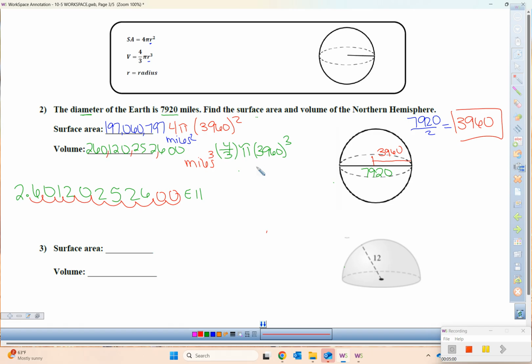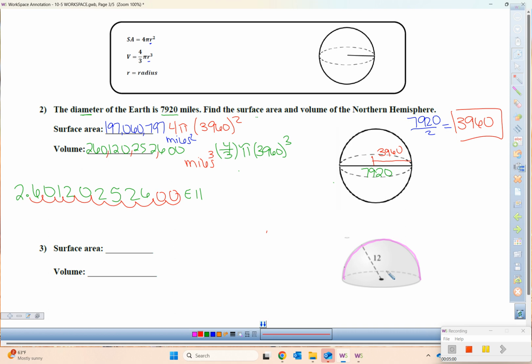Okay, number 3 is asking for surface area and volume again, but what you notice is you have half a sphere. Okay, so what you're going to do is you're going to find the surface area of a sphere, and then would it make sense to divide it in 2? Does that make sense if we have half of one?